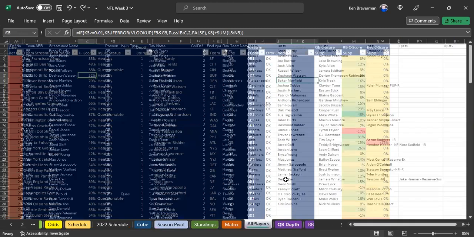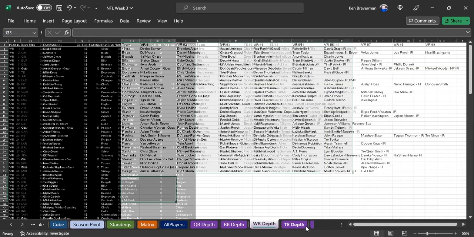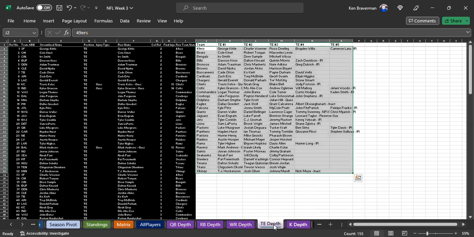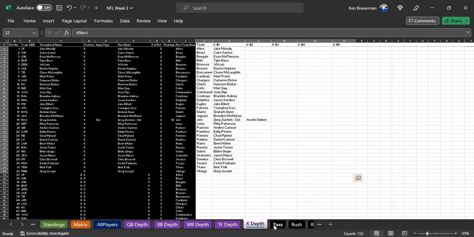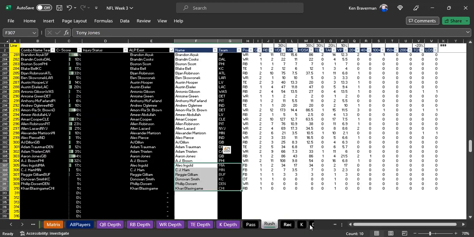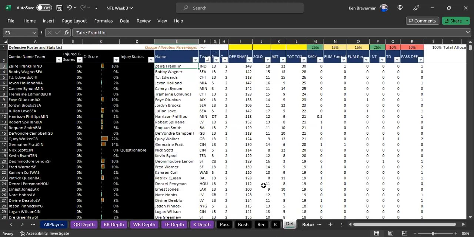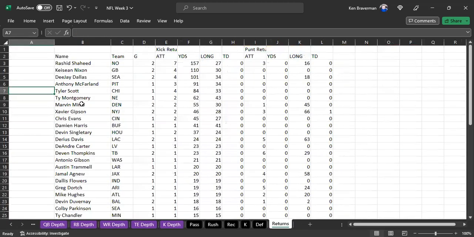Your players, you will look at, did you update your depth charts? 1, 2, 3, 4, 5. Did you update your player stats? And look to see if there are any new players that you need to add. Did you update your rushing stats? Did you update your receiving stats? Did you update your kicking stats? Did you update your defensive stats? And returns I haven't even done yet, but I will. That's it. And then you refresh and you paste in the cube and you have picks.